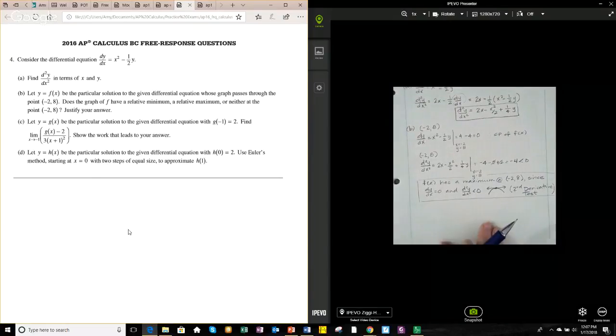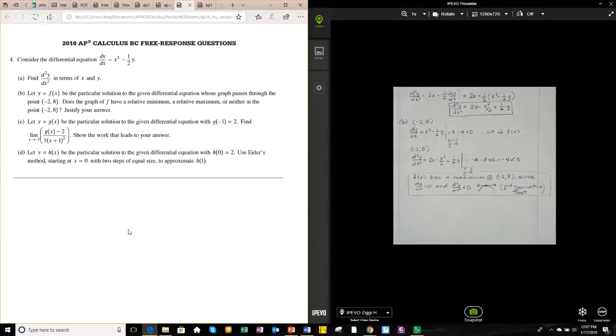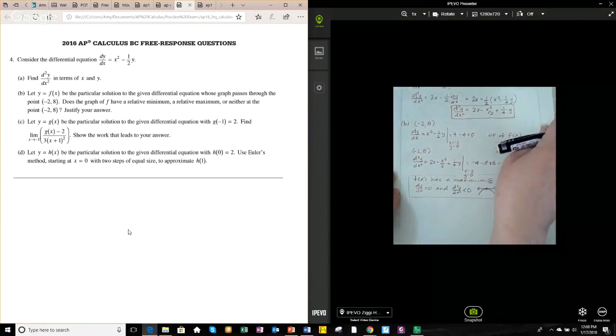So far, so good. Part C says let y equal g of x be a particular solution to the differential equation with g of -1 equals 2. All right, we're not ready yet to do part C, so we're going to have to hold off on part C because we have to use something called L'Hopital's rule, which I'll get to in a little bit. So we'll come back to part C when we hit L'Hopital's rule. So we're just going to do part D.